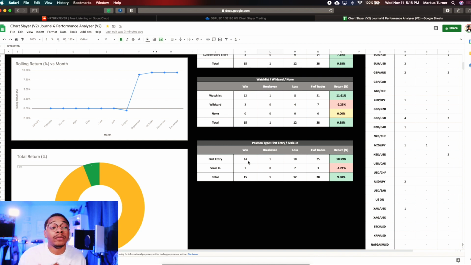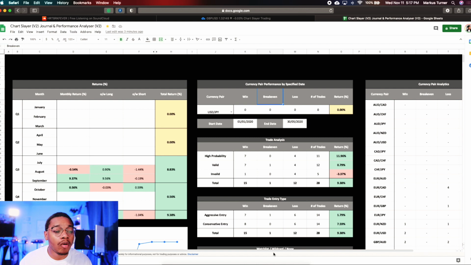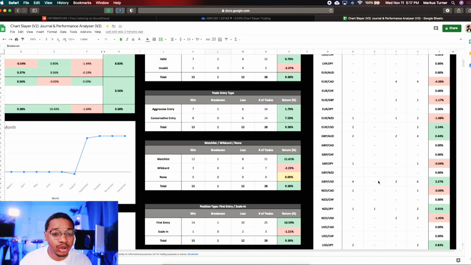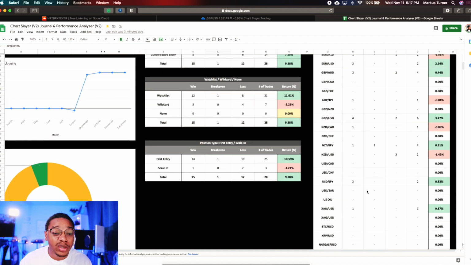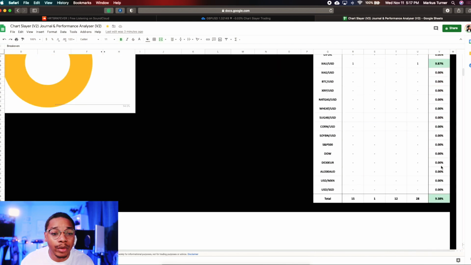But for me, the reason why I don't do a lot of scale-ins is that I only risk at most 3%. I only have 3 positions open at a time. So I'm not trying to scale with so many scale-ins. So over here, as you can see, I trade a lot of GBP AUD. I trade a lot of GBP USD. I trade a lot of gold, right? I trade a lot of NZD USD, but look at how it happens.